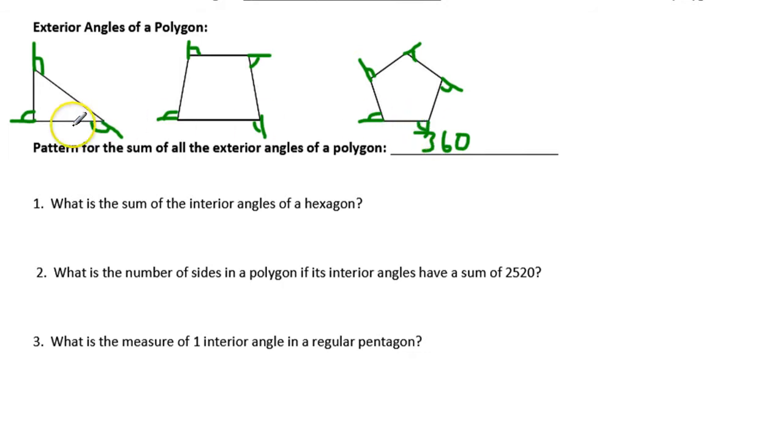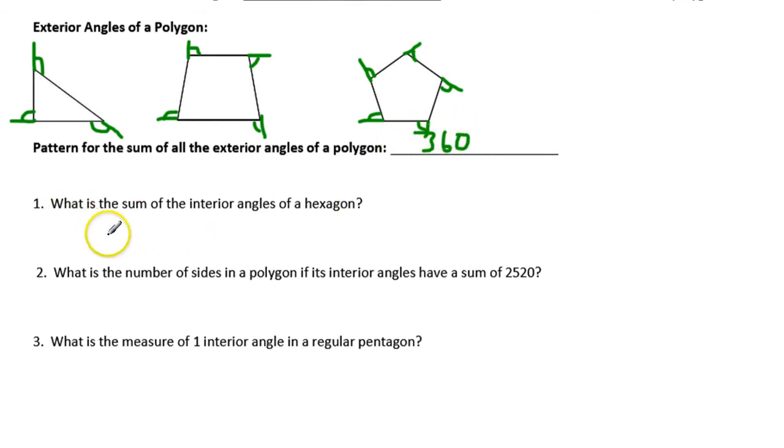You'll notice that as the shapes have more sides, each of the exterior angles gets a little bit smaller. You can see these are pretty big here. These are a little bit smaller. These are a little bit smaller yet. By getting a little bit smaller with each new side, the total ends up staying the same. So the exterior angles of any polygon always add up to 360 degrees.